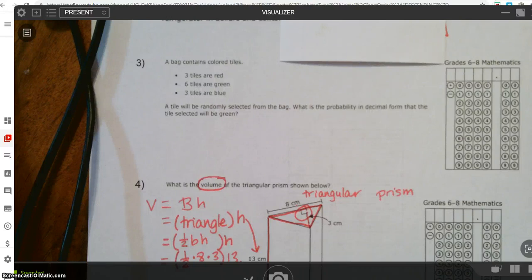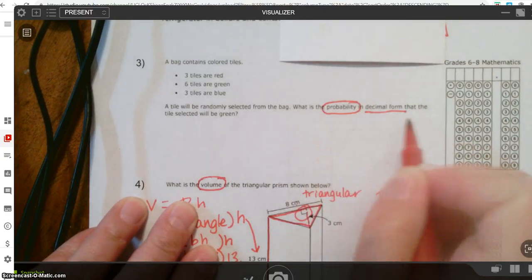Hey everyone, we are still on practice sheet 30 and we are going to do problem number 3 that we skipped. And again, this comes from STAR, so see if you can try to do it yourself once I read it. A bag contains colored tiles. 3 tiles are red, 6 tiles are green, 3 tiles are blue. A tile will be randomly selected from the bag. What is the probability in decimal form that the selected tile will be green?